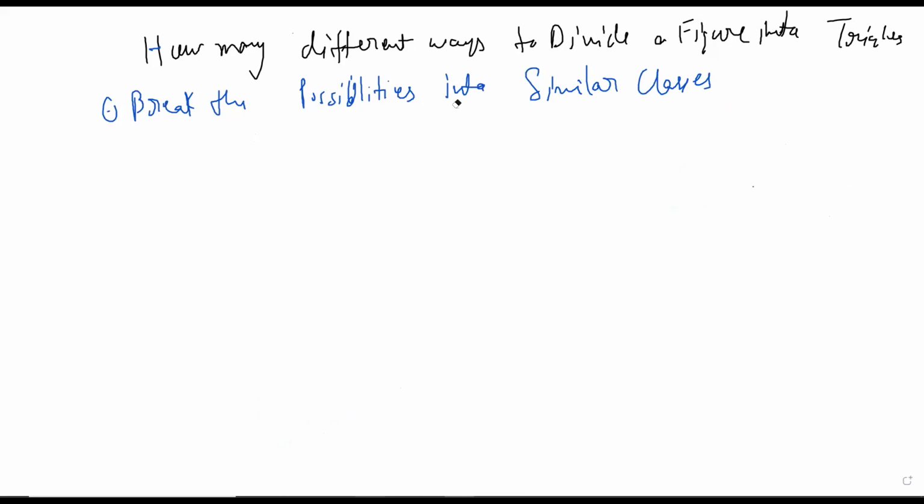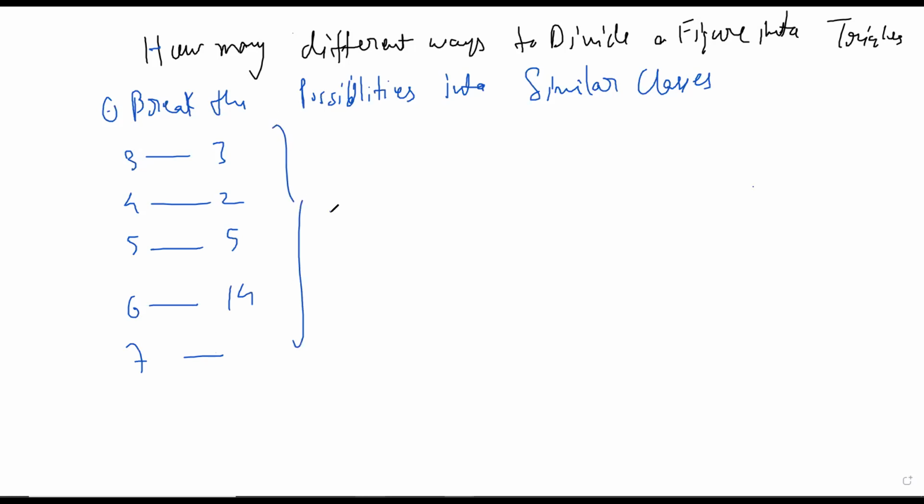Okay. So for this question, for 3-sided, there are 3 ways. For 4-sided, there are 2 ways. For 5-sided, there are 14 ways. No, 5-sided, there are 5 ways. For 6-sided, there are 14 ways. For 7-sided, God knows, we don't know. Can anyone see a pattern in this?